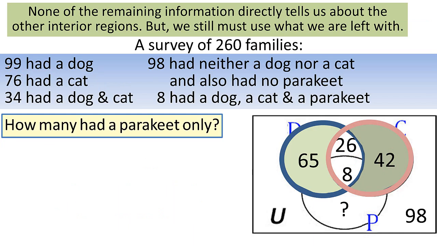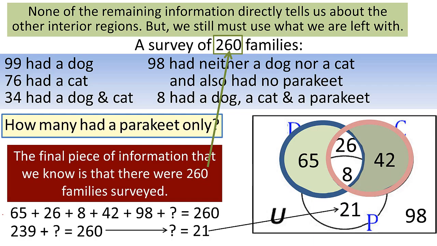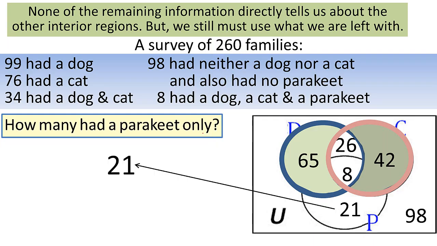So I'm in good shape now because I know that there are 260 families. So if I add up 65, 26, 8, 42, 98, and whatever that number is, I have to come up to 260. And if I add those numbers on the left, those 5 numbers, I get 239. So that tells me that the missing value is 21, and that was what we were looking for. How many had a parakeet only? 21 families had a parakeet only.